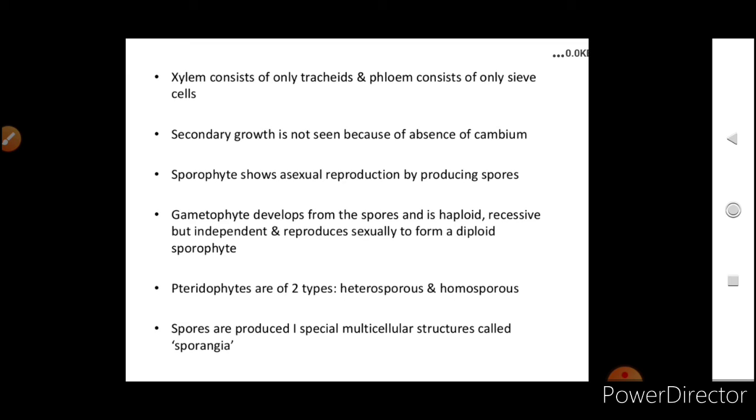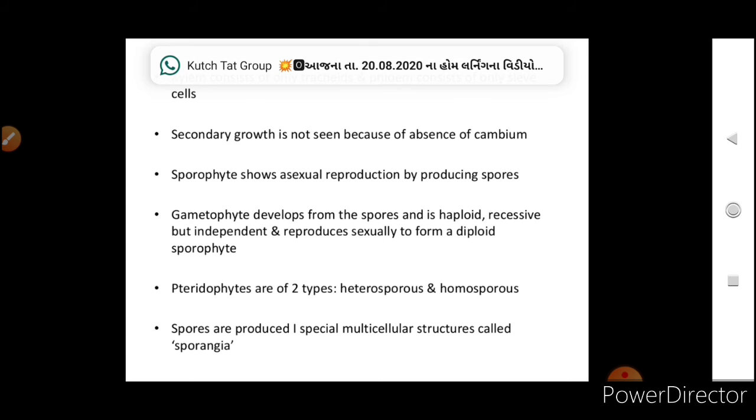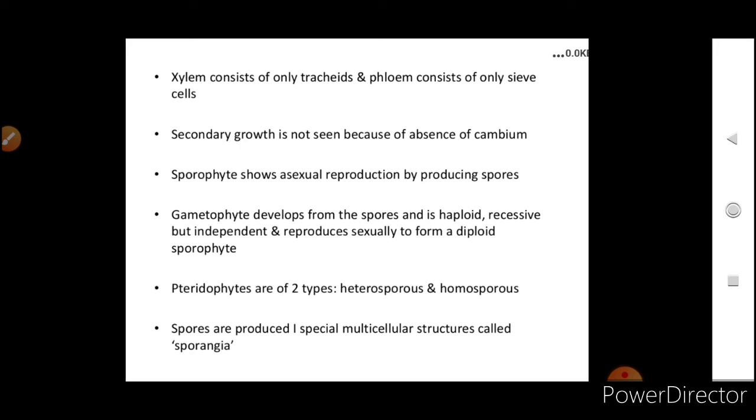Secondary growth is not seen because of the absence of cambium. Sporophyte shows asexual reproduction by producing spores. Gametophyte develops from the spores and is haploid, recessive but independent, and reproduces sexually to form a diploid sporophyte.